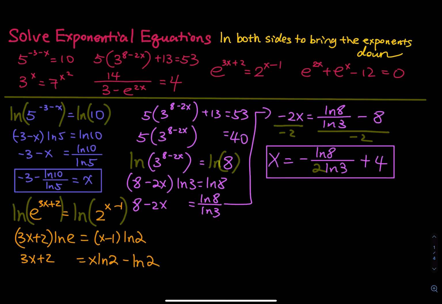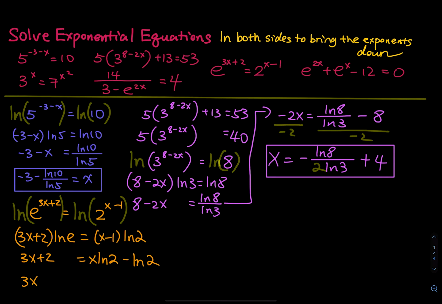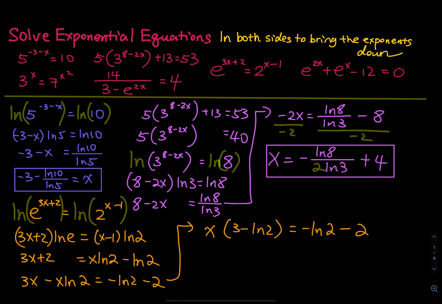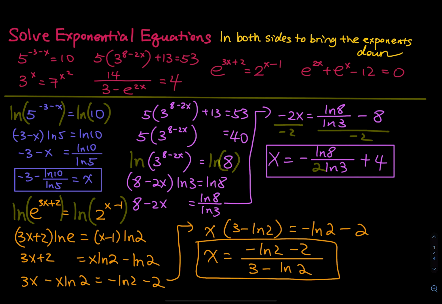And then we move all the x to one side. We have 3x minus x ln 2 equals minus ln 2 minus 2. And then we factor out the x. So we have x times (3 - ln 2) equals minus ln 2 minus 2. And then we divide both sides by the parenthesis. So finally, we have x equals (minus ln 2 minus 2) divided by (3 - ln 2). And then that's it. That is the final answer to the third equation.